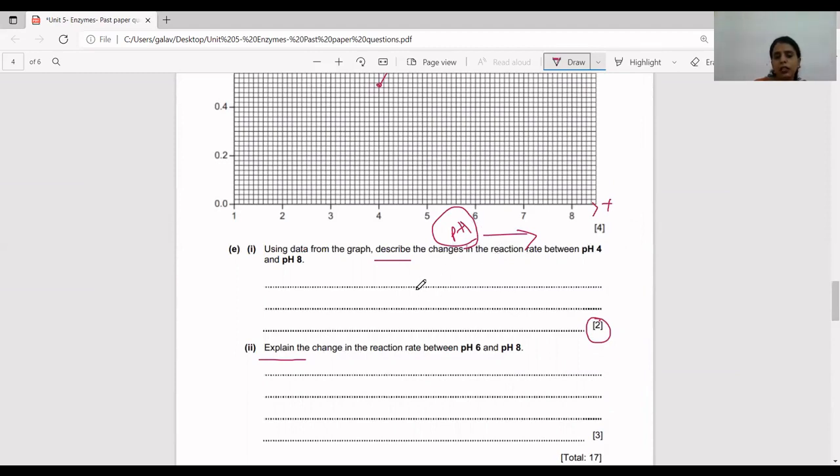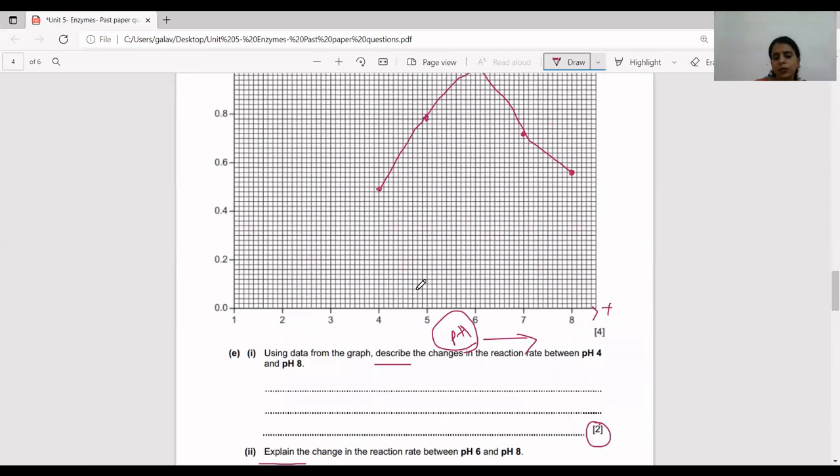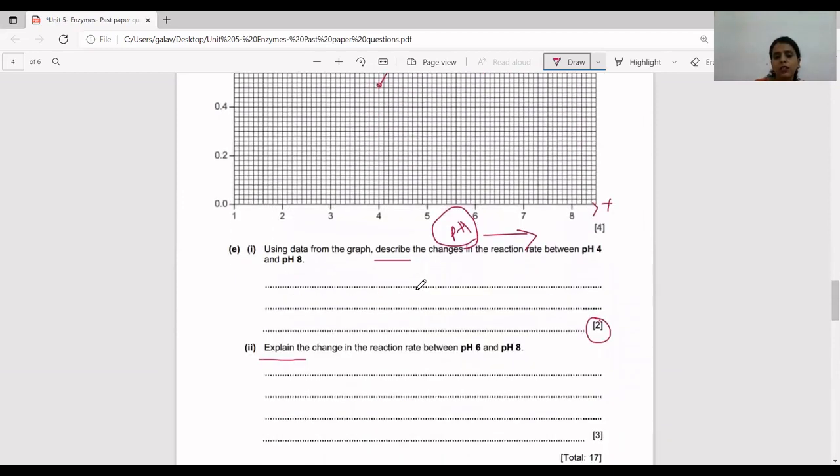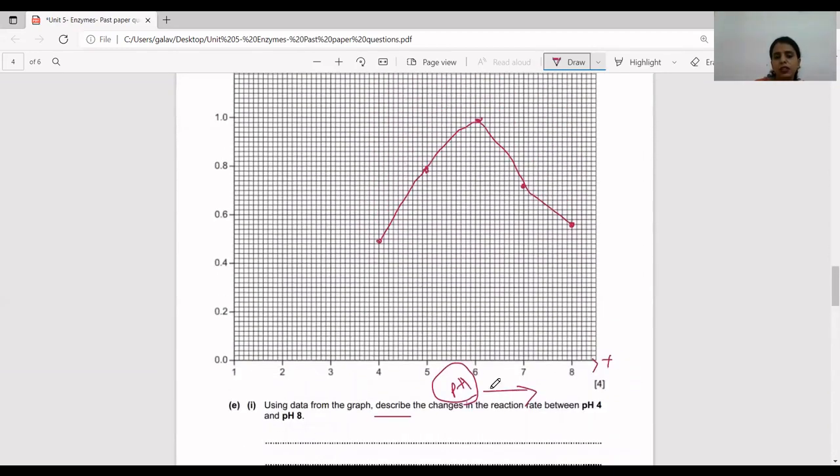As pH increases, the rate of reaction also increases, and then the rate of reaction was at its peak at pH 6, and beyond pH 6 the rate of reaction decreases. That's it. Only this much is visible in the pattern of this particular graph.